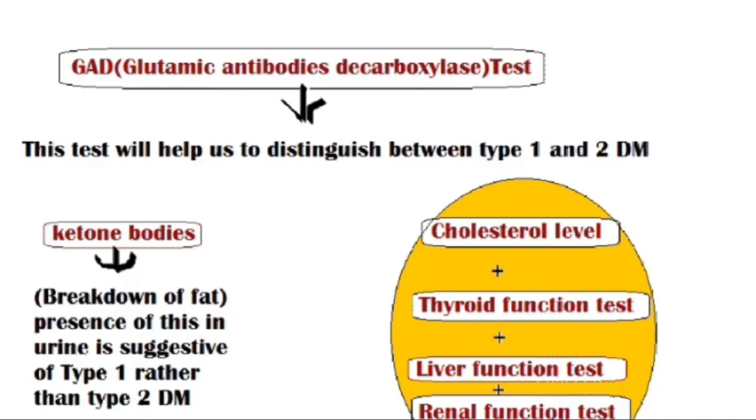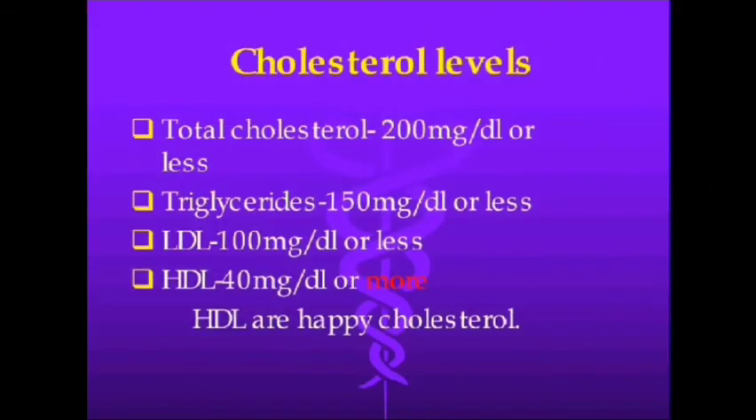Now, I would like to tell this important thing about cholesterol. Our total cholesterol level should be less than 200. Triglyceride level less than 150. LDL less than 100. HDL is the only happy cholesterol in our body. It should be more than 40.